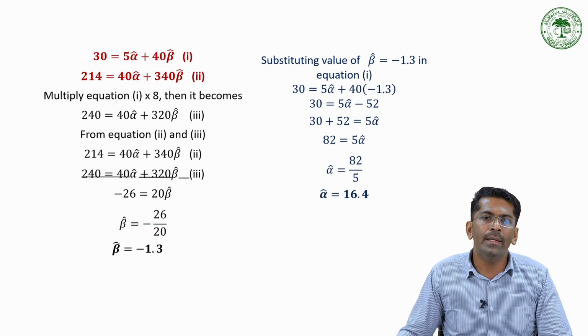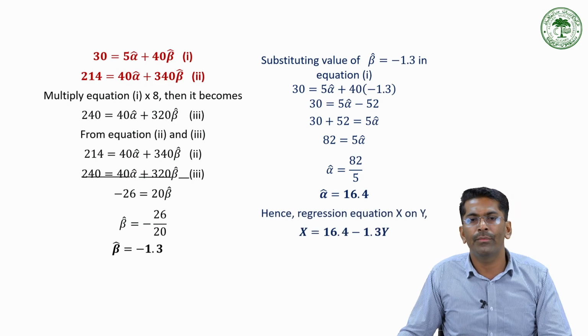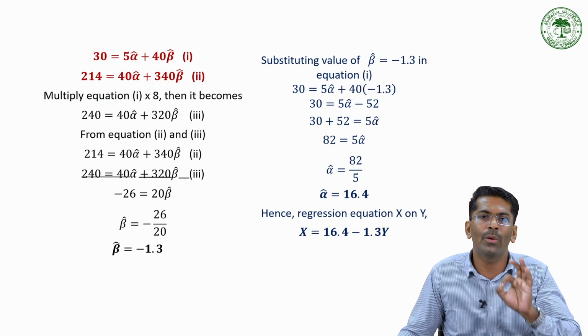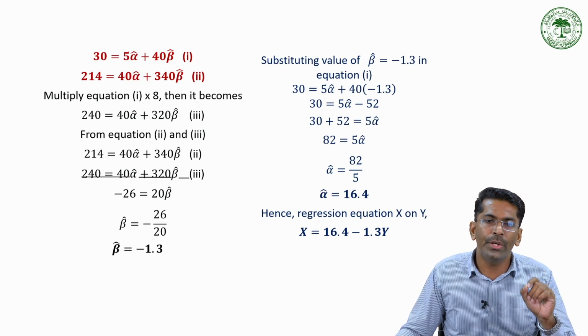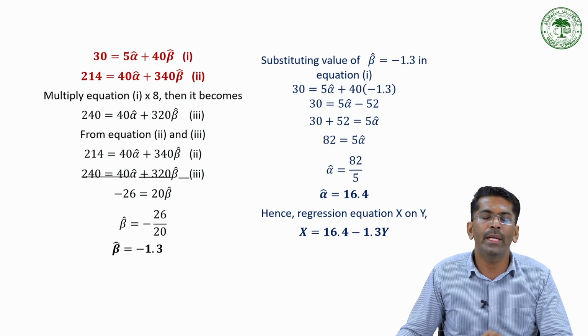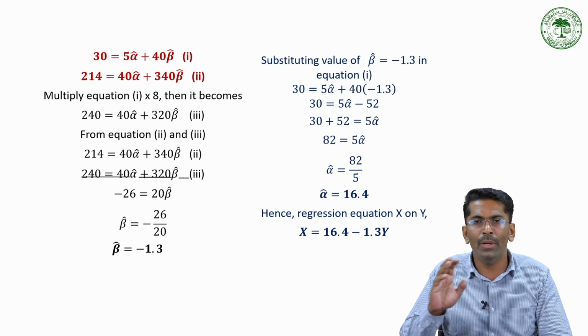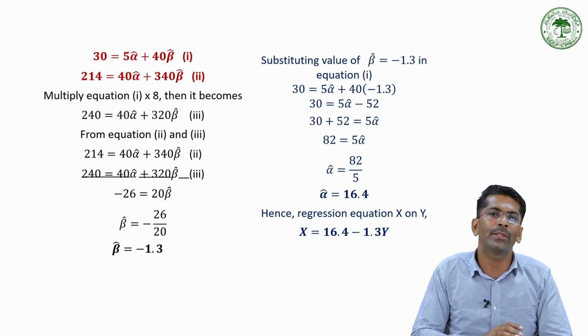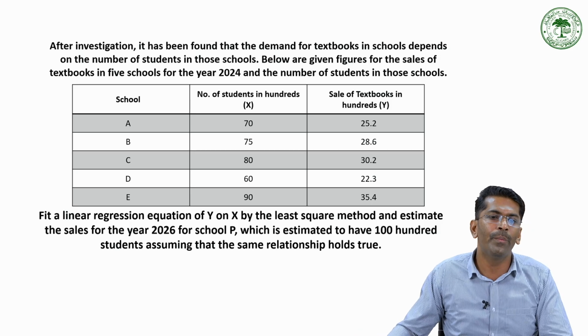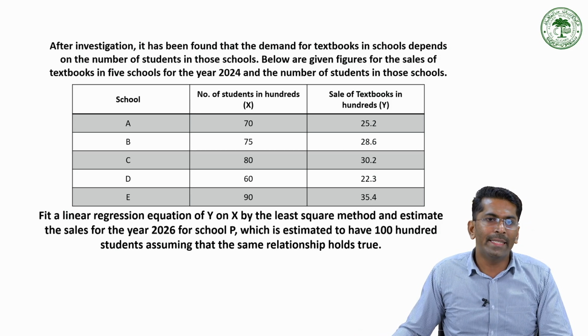Since we have calculated alpha hat and beta hat, now we can formulate the regression equation x on y, that is x is equal to alpha plus beta y. So here alpha is equal to 16.4 minus the beta value, which is minus 1.3 y. Okay, this is the regression equation x on y. So we calculated both the regression equation y on x as well as the regression equation x on y. Now we are going to consider one more example.